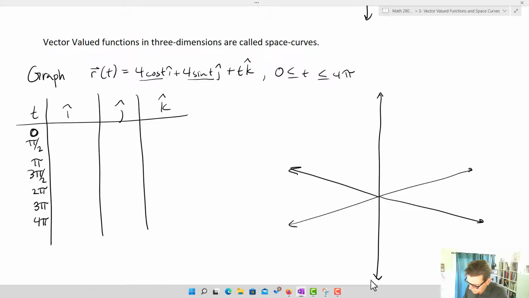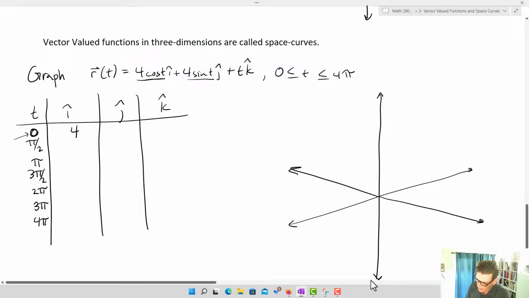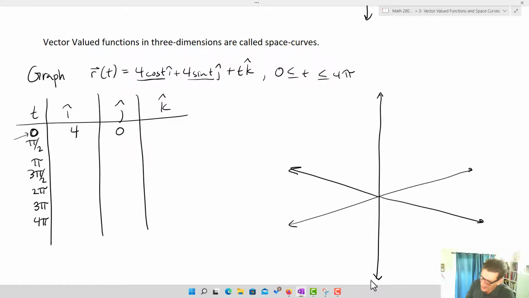So what's going to happen, we'll start out, we'll plug in 0. So we want to find r of 0. So r of 0, I've got 4 cosine 0, that's 4. 4 sine of 0 is going to end up being 0. And then for our kth one, z is just going to be t, so this is going to be 0. So my first point is going to start out here, if we just imagine 1, 2, 3, 4, there we go.